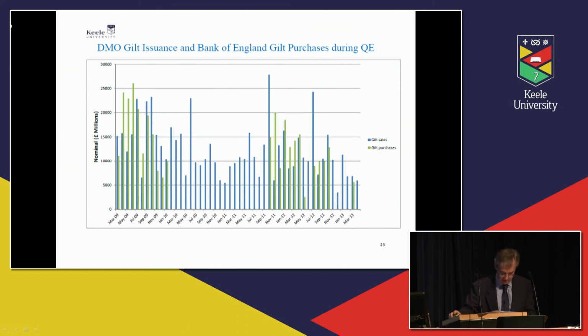QE also had an impact on the informational efficiency of the gilt market. We describe a market as being informationally efficient if the price fully reflects all the information that's known about and is relevant to the financial security. If this is so, the price of the security will clearly reflect its true value, in particular, the present value of its future cash flows.